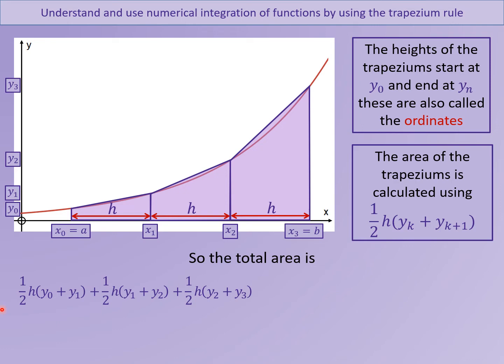And you can see we can simplify this a bit. As you can see, there's a half and an h in each of these terms. So simplifying these together, and factorising, we get a half h, y0 plus y1 plus y1 plus y2 plus y2 plus y3. As you can see, some of these y values appear twice, y1 for example and y2. But some of them, the ones on the end, y0 and y3, only appear once. So we can group together the ones that appear twice. We get a half h, and then in brackets we get y0, two lots of y1 and y2, and then y3. This will give us an approximate area of all of the trapeziums added together.